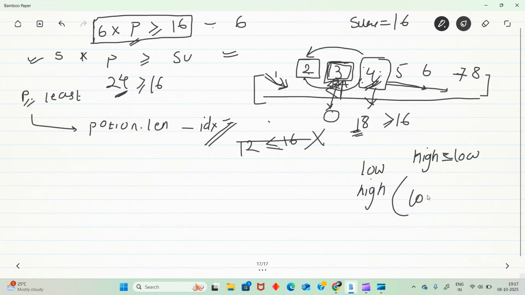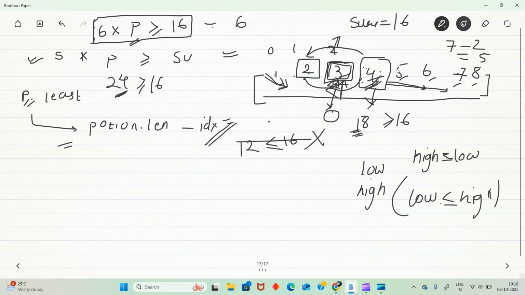What will be our condition? Low less than or equal to high. After this we will stop. Then what will be my answer? My answer will be portion dot length, the total length is 7, minus the index, which is 0 1 2, so 2. That means I have 5 elements: 3 4 5 6 7 and 8. Oh wait, my total length is how many?